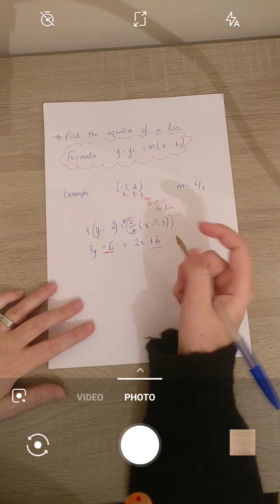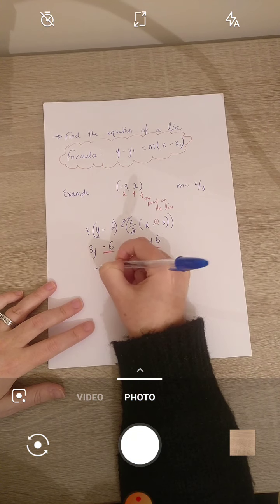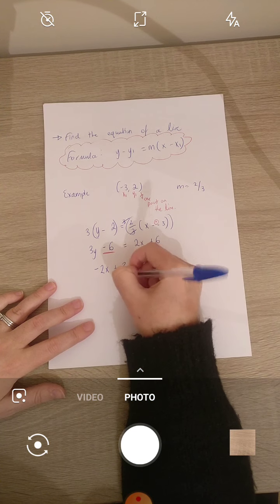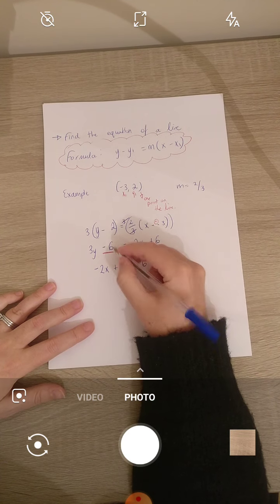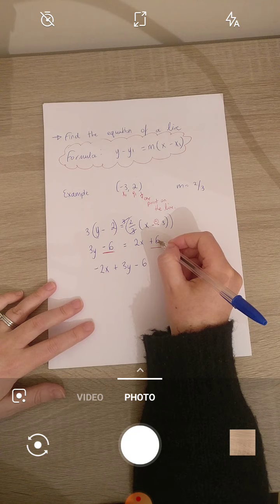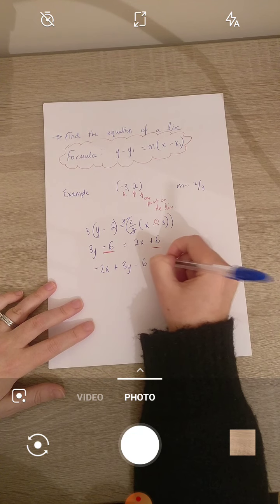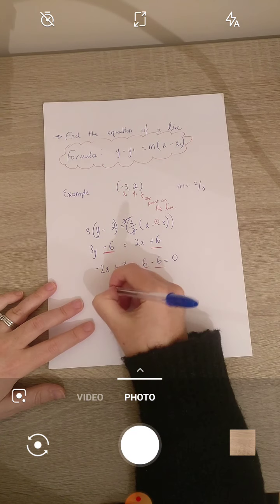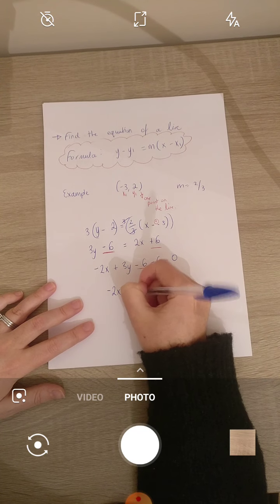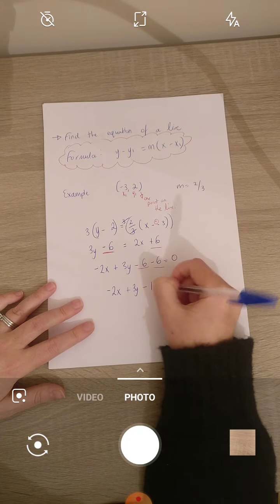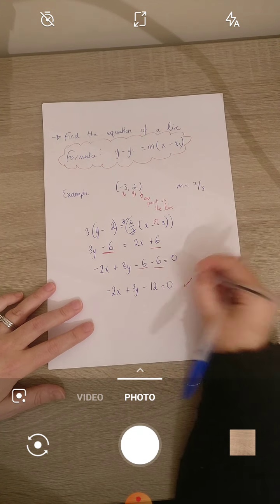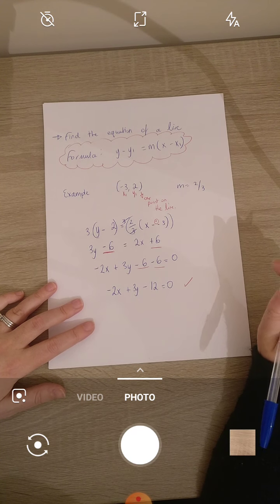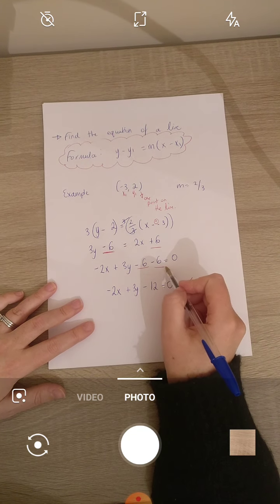So I'm going to bring everything to the left. So we've minus 2x because it was positive on the right, so when we move it over it's negative. Plus 3y minus 6 was already on the left, and if we move positive 6 to the other side, it also becomes minus 6. So we've minus 2x plus 3y minus 12 equals 0. And that's the equation of our line. Okay, doesn't matter which form you write it in once you have everything simplified.